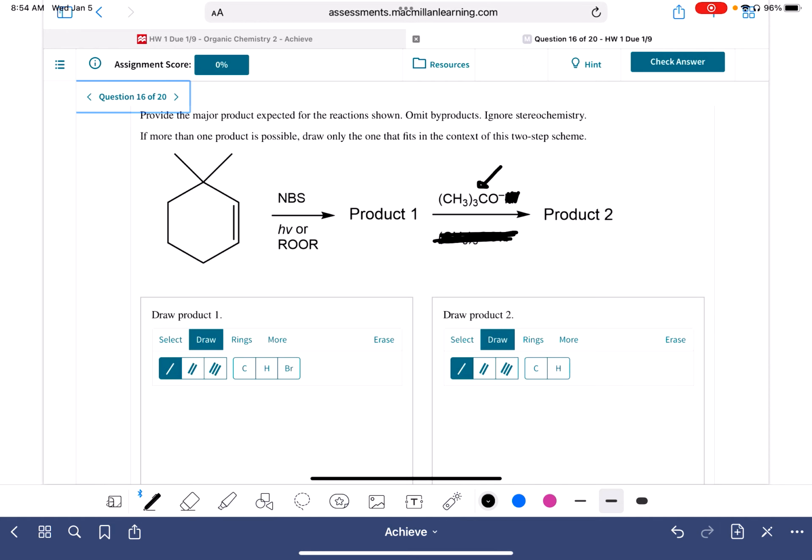Take a look at what we have. That's our friend tert butoxide. That is what we call our bulky base. So for this, you're going to need to think back to 241 when we were doing reactions with the bulky base.